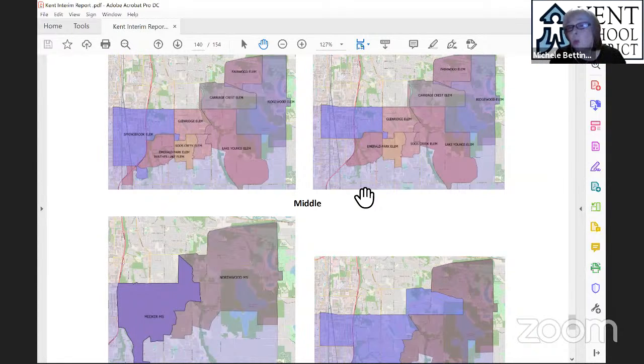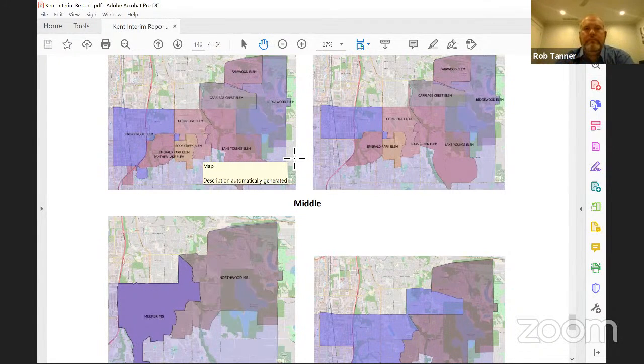Yeah, I do know that some people on the very edge of that Carriage Crest border could walk to Ridgewood or Northwood. They're that close in the corner of that Carriage Crest border that they could walk to either school. Like I said, I've gotten questions about that.